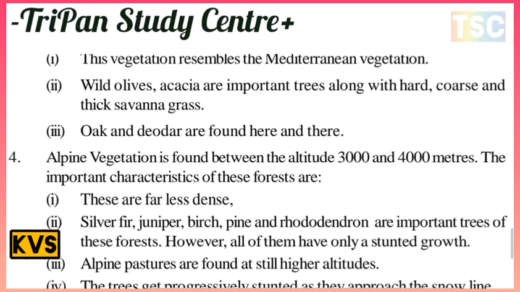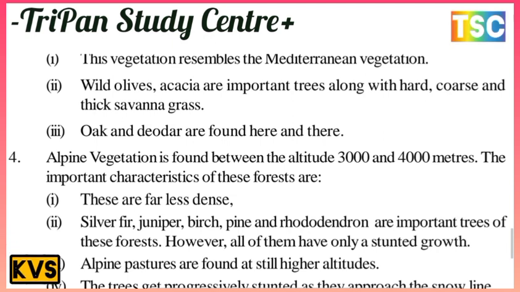This vegetation resembles the Mediterranean vegetation, and olive and acacia are the important trees along with hardy shrubs and thick savanna grass. Oaks and deodar are found here and there. That's important.